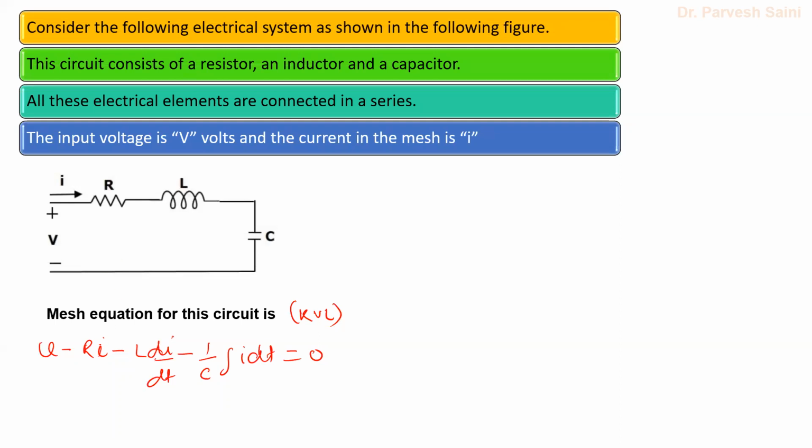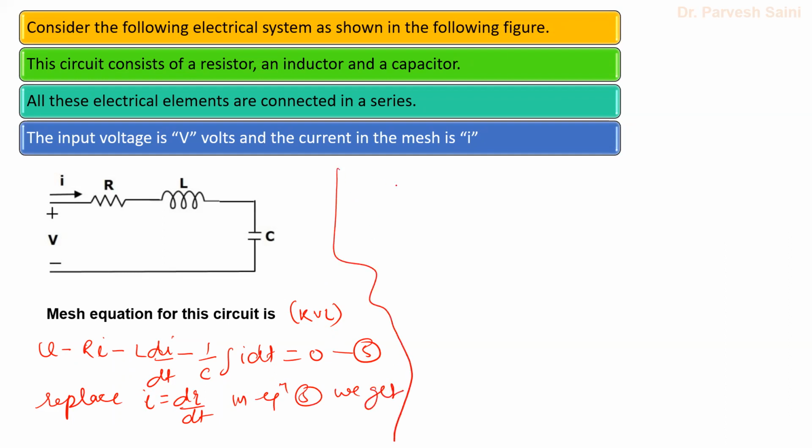So now if we replace I is equal to dq by dt, this is, let us say, for example, equation number 5. In equation 5, let us see what we get. So it is V minus R dq by dt minus L d square q by dt square minus 1 by C dq by dt into dt is equal to 0.